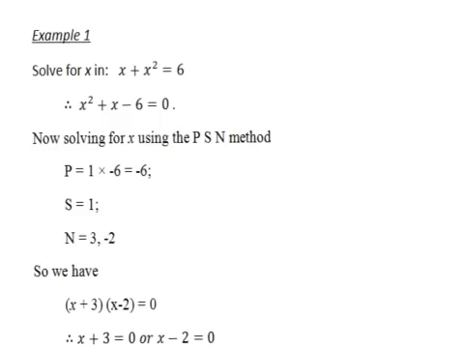Okay, now here's the guessing game. We've got to think of two numbers whose product is negative 6, but whose sum is 1. And we can do that in various ways, but here it's fairly straightforward. Our numbers are 3 and negative 2, because 3 times negative 2 equals negative 6, and 3 plus negative 2 equals 1. One way to do it is to list all the factors of the product here.